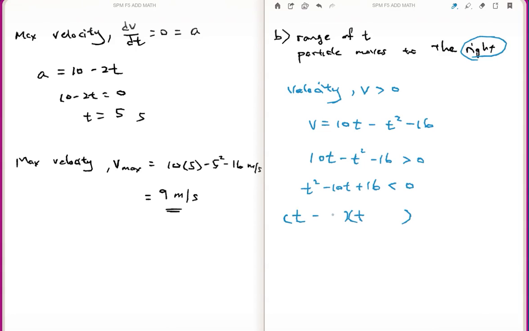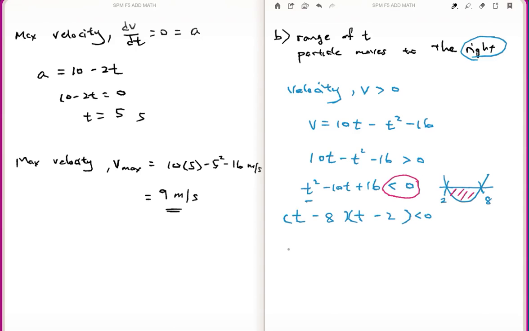Then negative 8, I think, negative 2, 16, you get 10, less than 0. And for this equation, t squared is a positive number, so you expect it to be a minimum curve, a U curve, where the roots are 2 and 8. But since you want less than 0, this is the region that fits your condition.